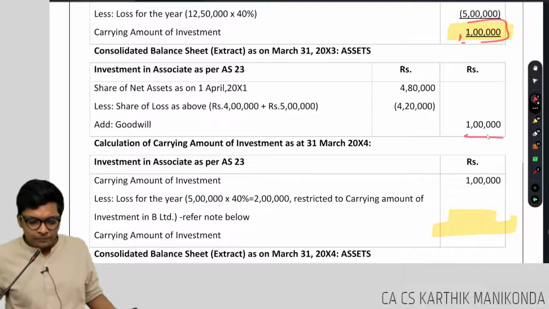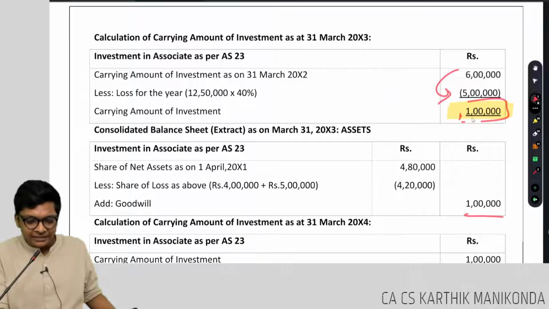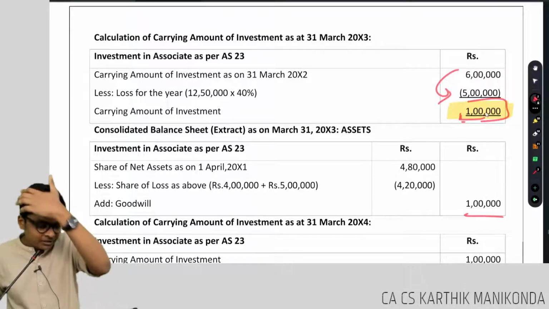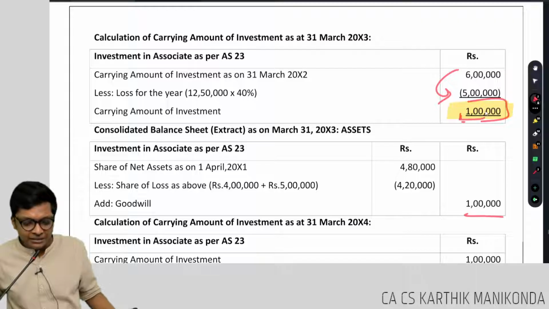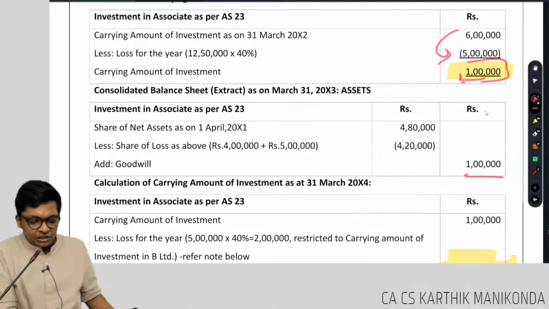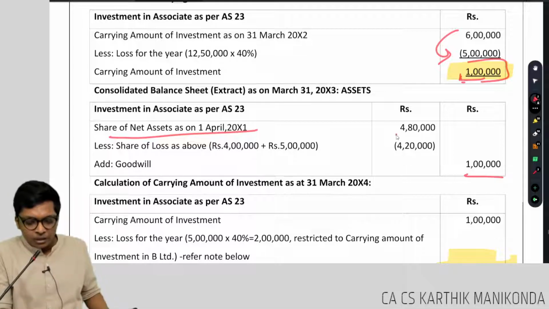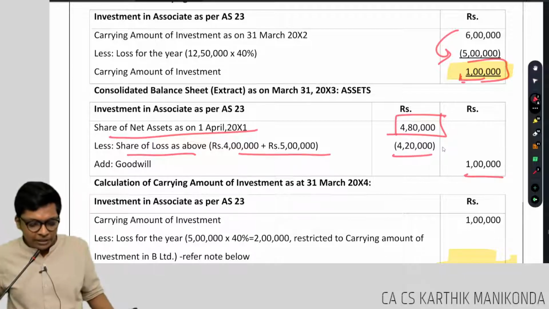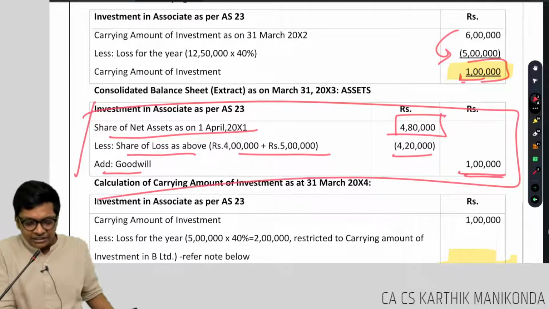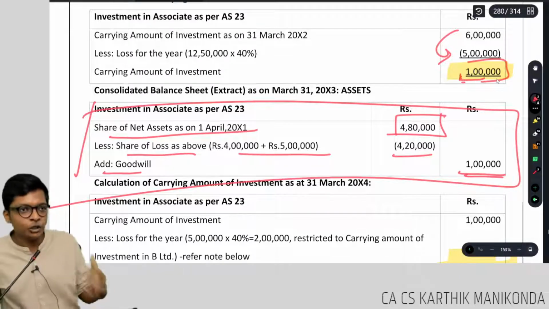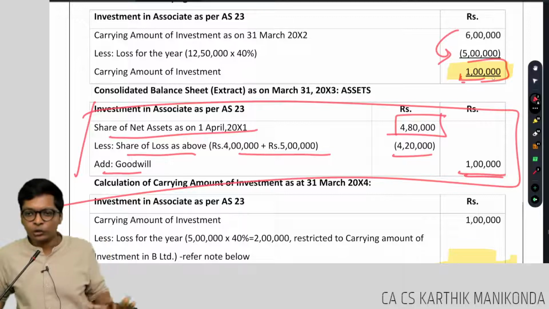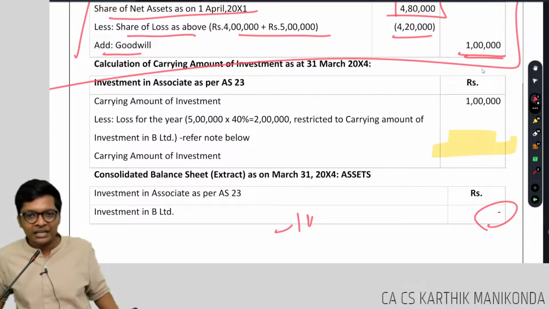How that 1 lakh came? That 6 lakhs minus 5 lakhs, it becomes 1 lakh. So my loss is 5 lakhs. Share of net assets, because first the loss adjusted with goodwill, and then I am showing net assets less above loss. I am reducing it over here and then add goodwill. So this is just presentation, guys. I am showing the balance value. Reduction in value is reduced over there. Able to follow, guys? Understanding?